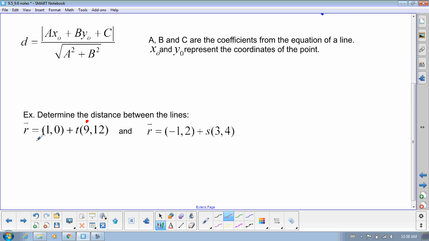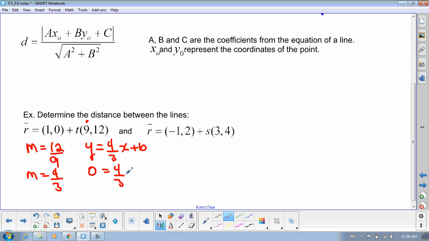All right, so we're going to start off. I'm going to just arbitrarily decide to take the first line, and I want to make that into y equals mx plus b. So my slope is going to be 12 over 9. So I'm going to reduce that down to 4 over 3. When I do that, I then get y equals 4 over 3x plus b. So we're going to sub in our point. So I have 0 equals 4 over 3 multiplied by 1 plus b. So negative 4 over 3 equals b. So that means my equation is y equals 4 over 3x minus 4 over 3.